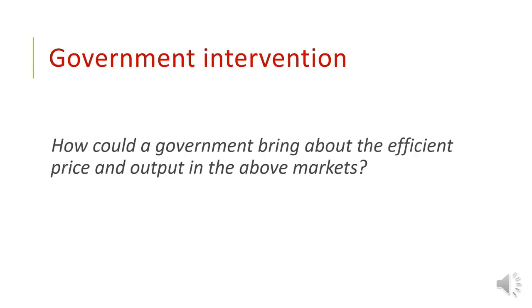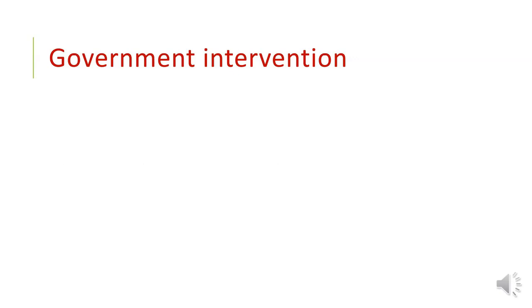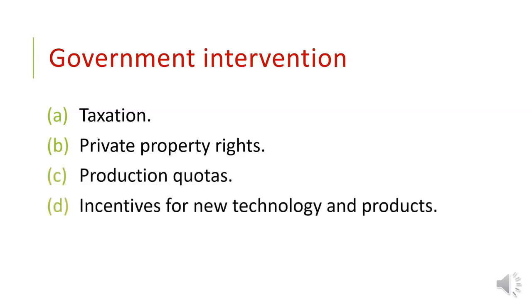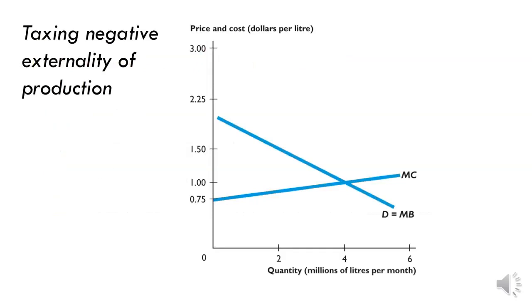What about government intervention? How could a government bring about the efficient price and output in the above markets? Well, I'm just going to look at one example, but these are the things governments could do. They could engage in taxation, they could engage in private property rights allocation, they could have production quotas, or they could provide incentives for new technology and products to change either the entire way in which production occurs, or to produce entirely new kinds of products which don't generate the externalities. We're just going to look at the first couple.